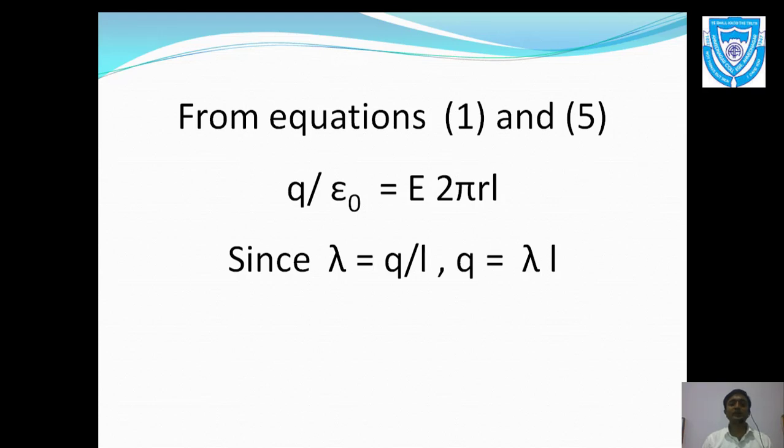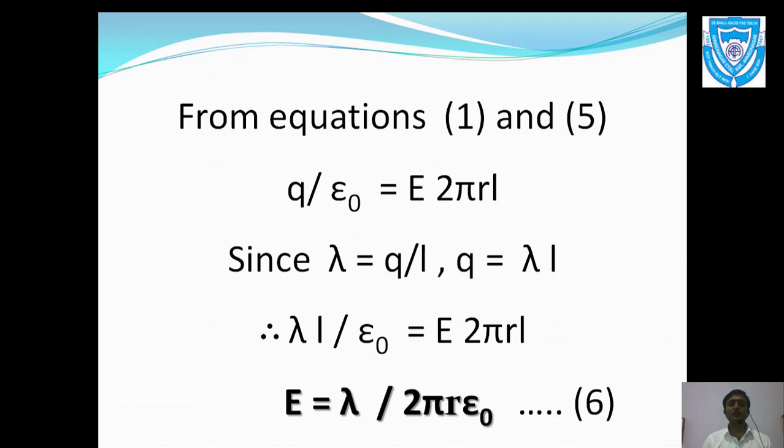Since over here we have to consider linear charge density. Previously we considered surface charge density. Over here we are using linear charge density, which is lambda. Lambda is equal to Q upon L. Then what is the value of Q? That will be lambda into L. Now put this value of Q in the above equation. It will be lambda L upon epsilon naught is equal to E 2 pi R L. Now see, L is on the LHS as well as on the RHS. Cancel L.